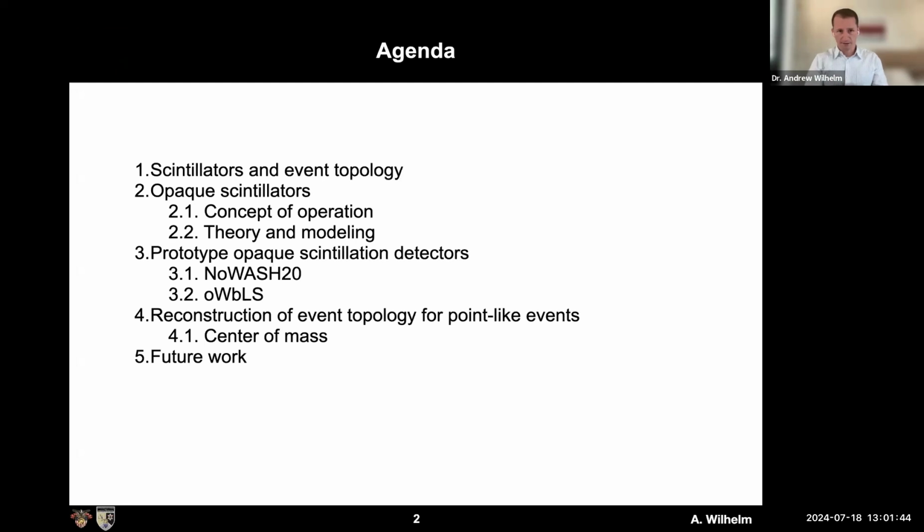Some work that we did in the theory and modeling of light transport in opaque scintillators, and then I'll move into a description of some prototypes that we put together based on two different scintillation liquids. And then I'll discuss the performance of those prototypes as they pertain to the reconstruction of event topology for point-like events. And then I'll conclude with a look at what the future holds for opaque scintillators.